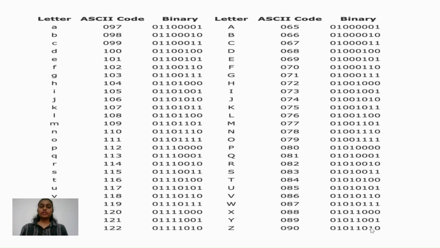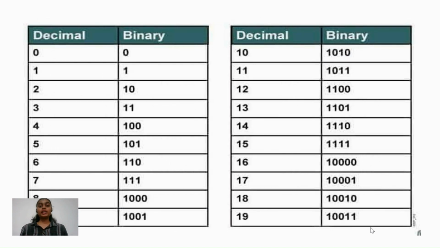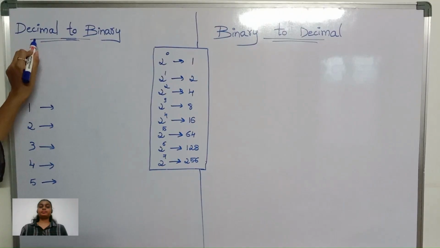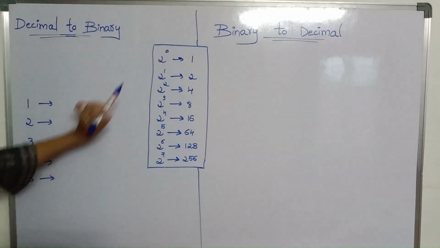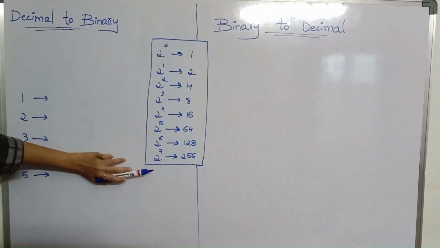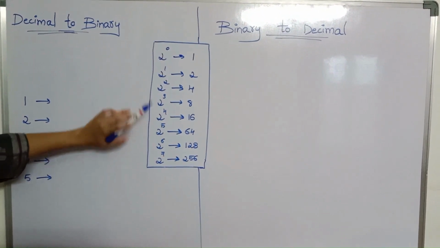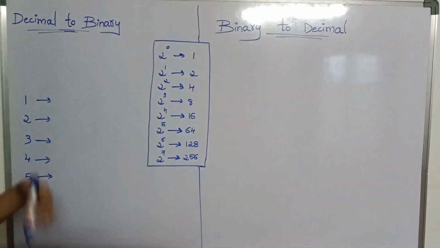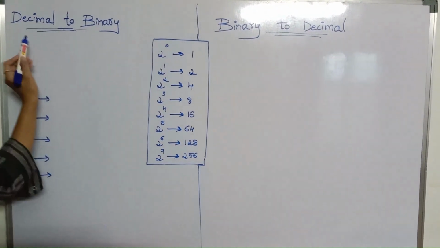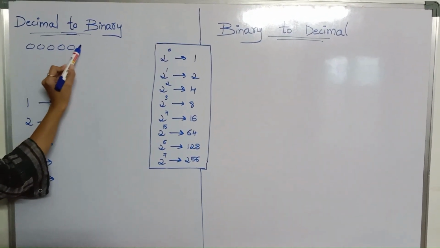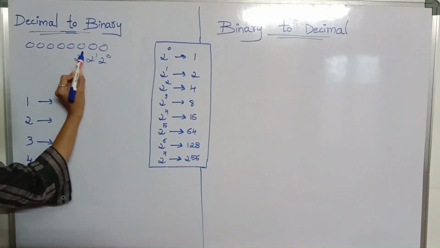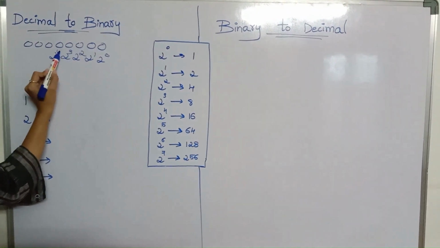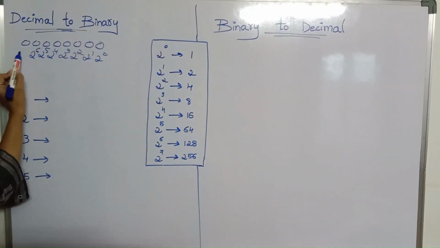Let us now look at two examples of how decimal is converted into binary and binary is converted back into decimal. The conversion of decimal to binary. Here we'll be finding the binary values of the decimal numbers 1 to 5. Here we'll also be using powers of 2 because binary is base 2. 2 power 0 to 2 power 7 we'll be using. Let us consider 1 byte, which is 8 bits. I am taking all 8 bits as zeros. Initially it is 2 power 0, 2 power 1, 2 square, 2 cube, 2 power 4, 2 power 5, 2 power 6 and 2 power 7.